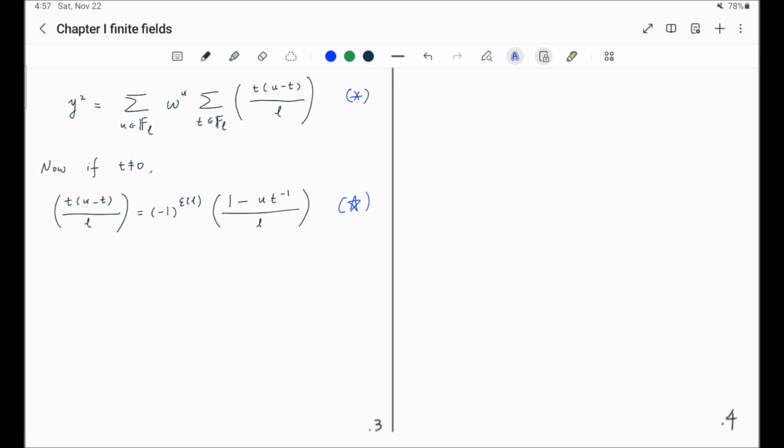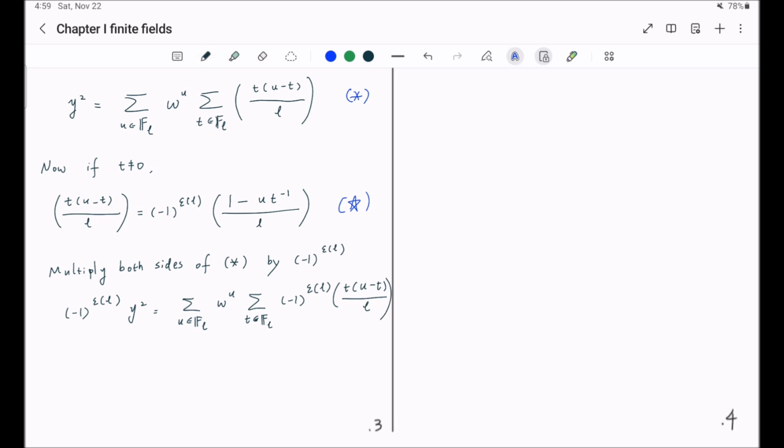Now let's play with these two equations. We'll first multiply both sides of the equation with asterisk by (-1)^(epsilon L), and then plug the star equation into the resulting equation. So in this step, we get... and then if we plug this equation into here, what do we get? If you plug this into here, you see there's a (-1)^(epsilon L) and another (-1)^(epsilon L), so their product is always equal to 1. So they cancel out.